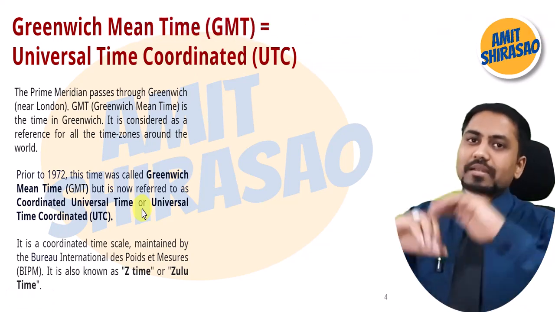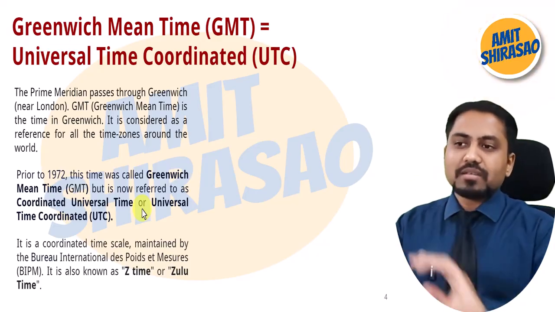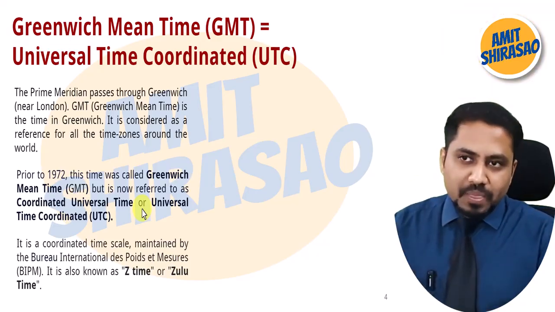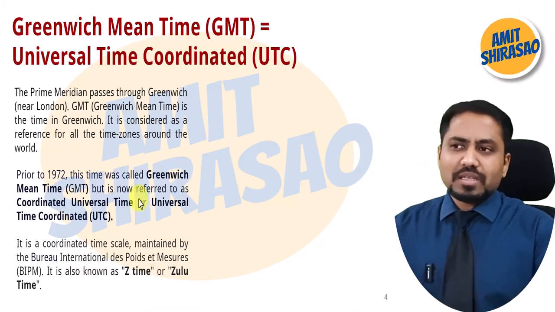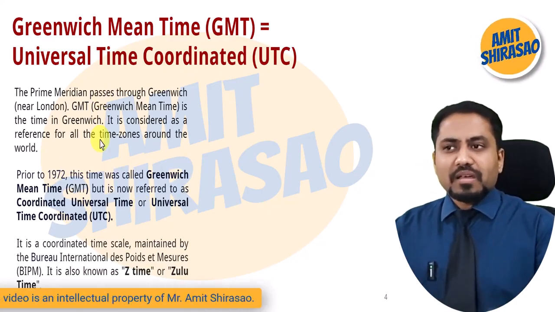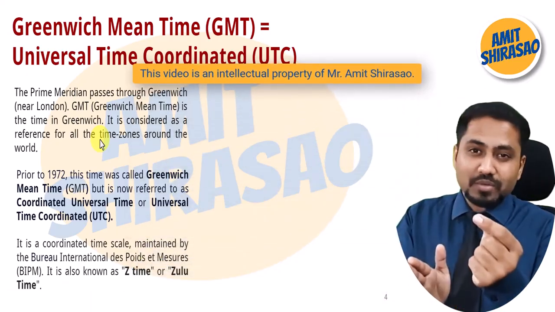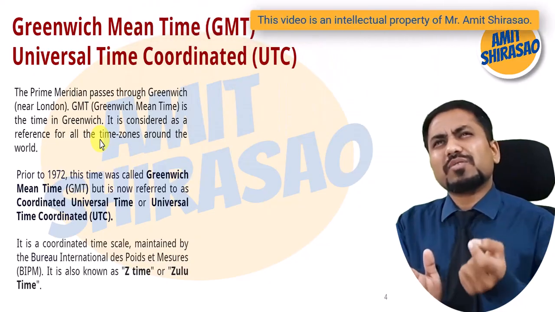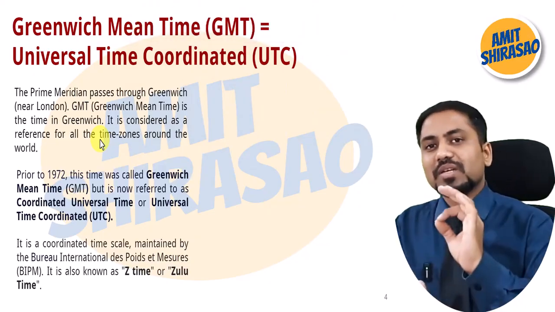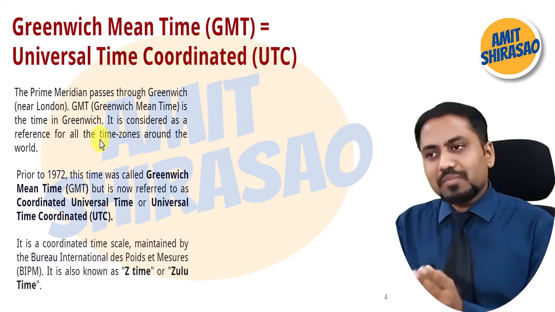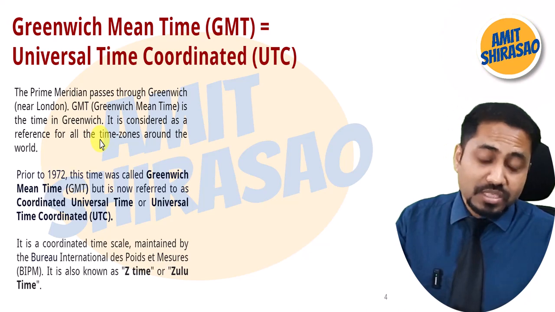And its earlier name before 1972, the same thing, used to be called Greenwich Mean Time. Okay. Now the question arises, what is this time? This time means whatever is the time in the Greenwich County, which is very close to London, by the way. Whatever is the time in London, that is called GMT, Greenwich Mean Time. Same is now called Universal Time Coordinated, that is UTC.